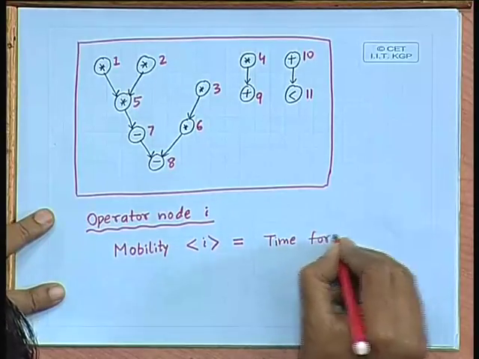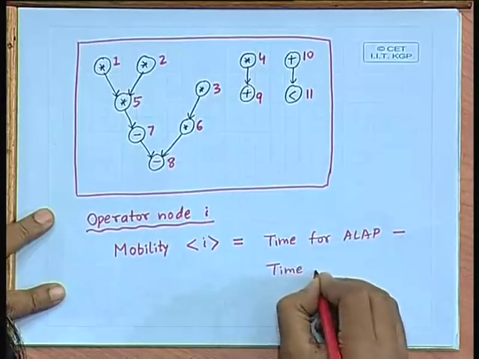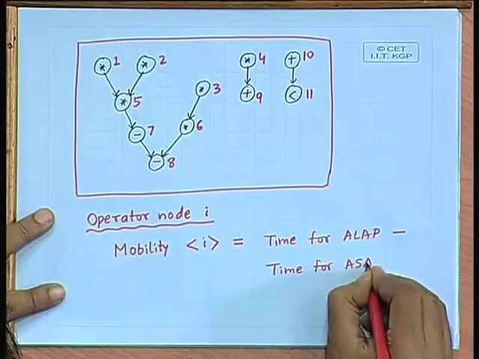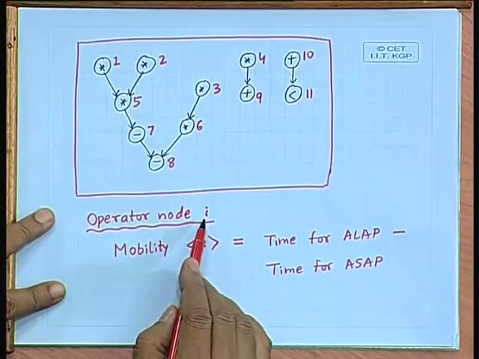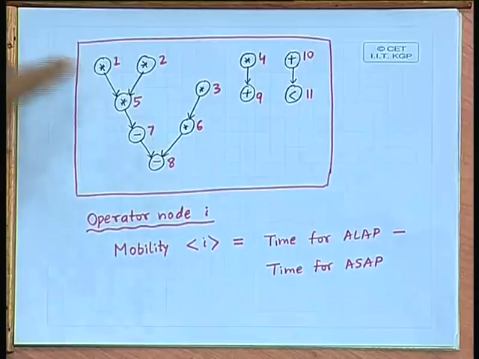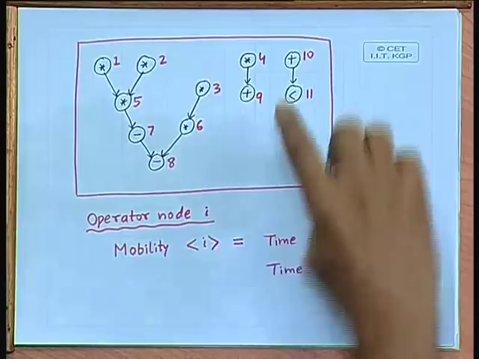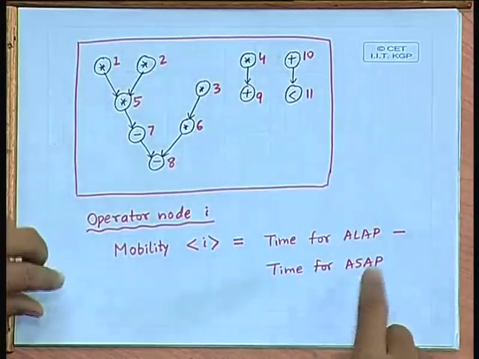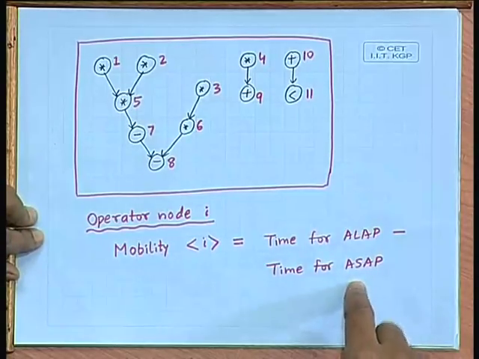time for ALAP schedule minus time for ASAP schedule. See, these times mean I am talking about this particular node. When was it assigned? For example, if you look at node number 1, node number 1 was assigned time step T1 in both ALAP and ASAP. So, mobility is 0. Node number 4 was assigned time step T1 in ASAP, but time step T3 in ALAP. So, mobility is 2.